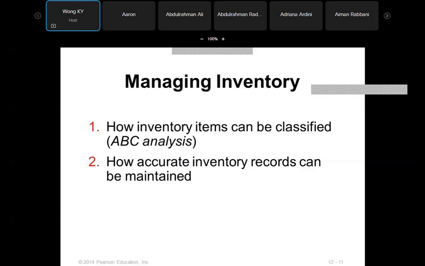If you understand this, then the first thing that a company should do to manage inventory is to classify the inventory into different classes based on their values or based on their importance. Because once we know which inventory is more important, then we can give more attention to managing that inventory. So managing inventory deals with how inventory items can be classified. This is what I'm trying to explain. You have to classify the inventory first.